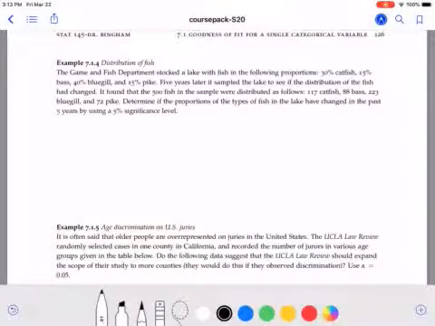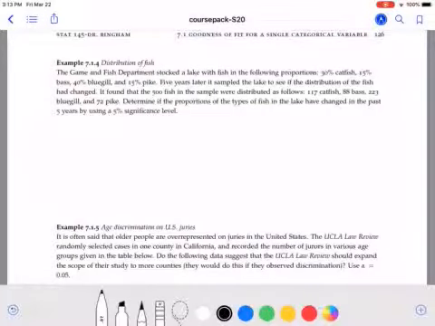In example 7.1.4, we have proportions of 30%, 15%, 40%, and 15% that they had stocked the lake with. Five years later, they take a sample of the fish and find that out of 500 fish, we have 117, 88, 223, and 72 of the various types. We want to know if the proportions of the types of fish in the lake have changed in the past 5 years.